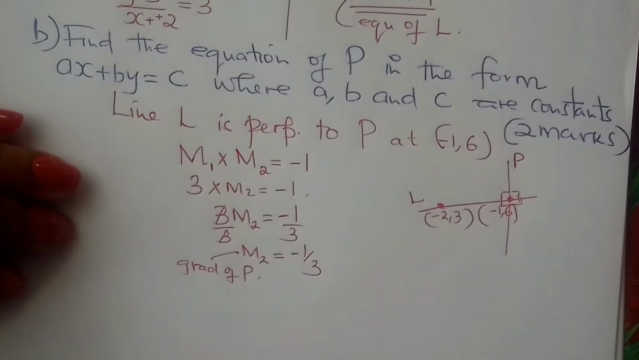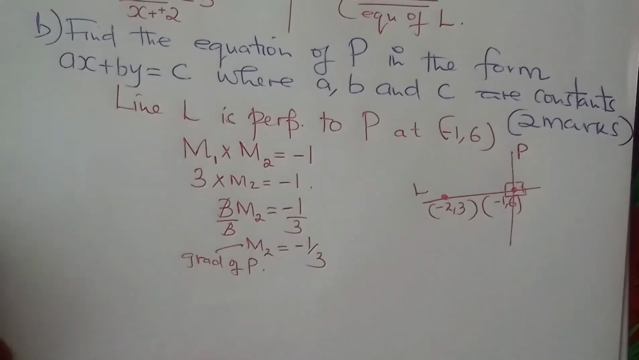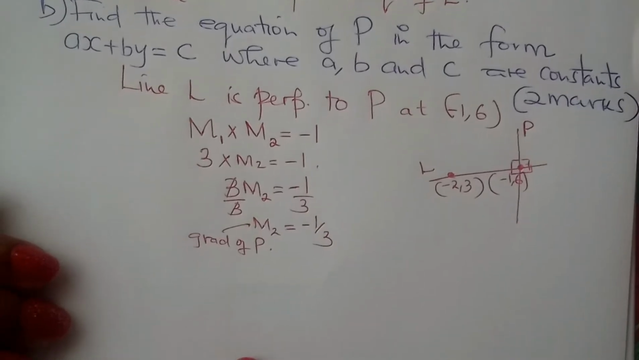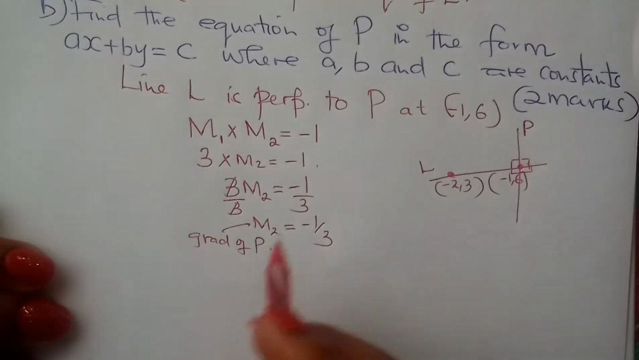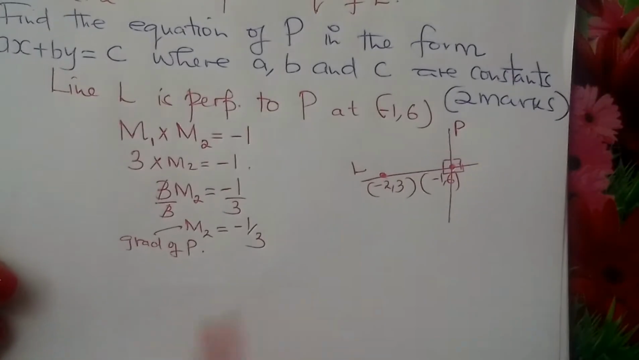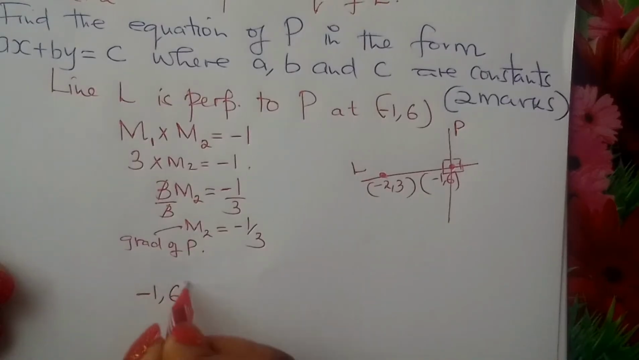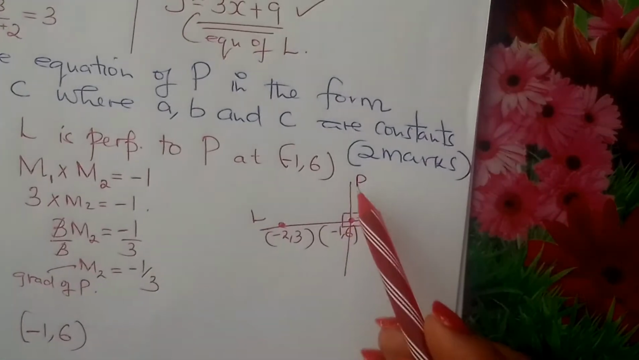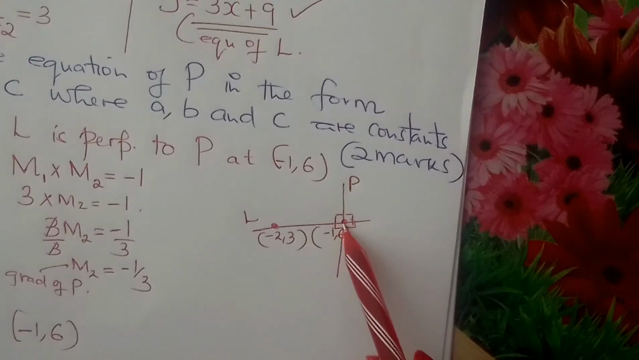From there, learner, you now pick the point negative 1, 6. Your line P was passing through negative 1, 6.